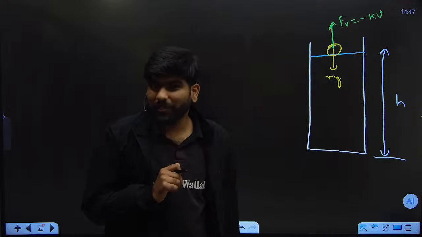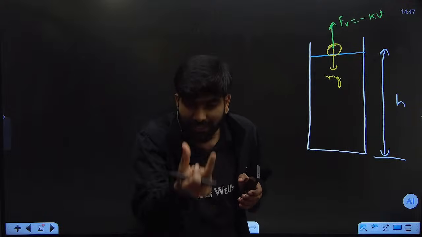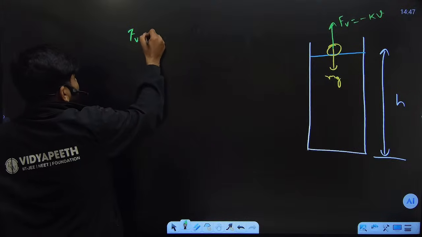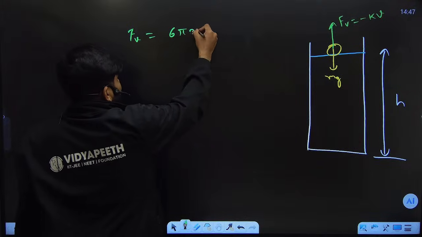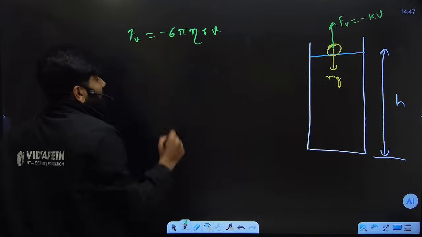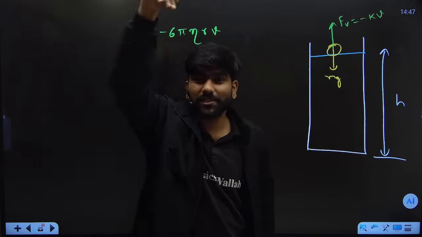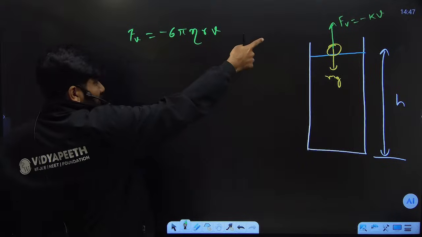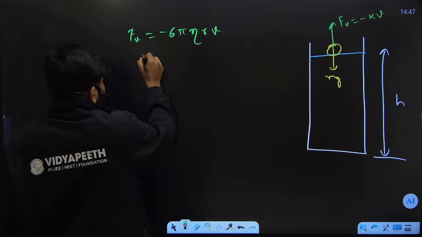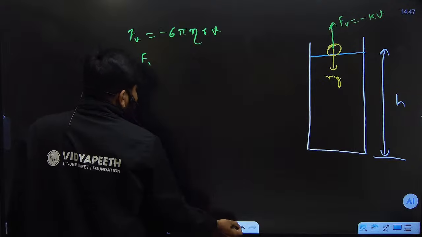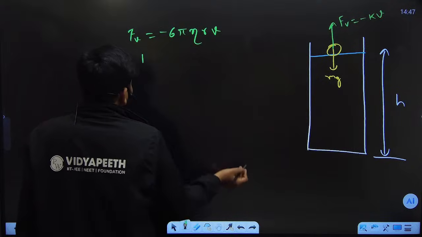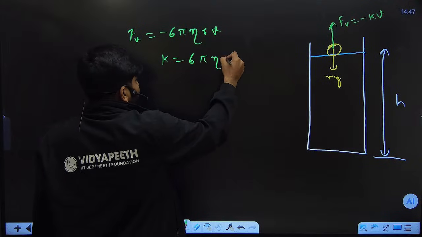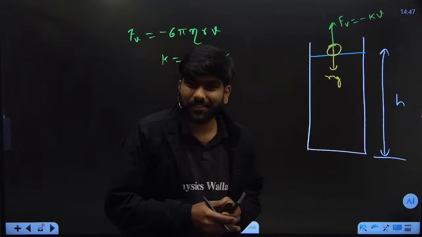Do you remember the formula of the viscous force on a spherical body falling through a liquid? Yes, we do. The viscous force is 6 pi eta rv, and the minus sign is because this viscous force is opposite to the velocity. If we compare these two formulas, the one they have given and the viscous force we have here, we can simply say that in the question they are simply calling 6 pi eta r as k. So it's the same question.